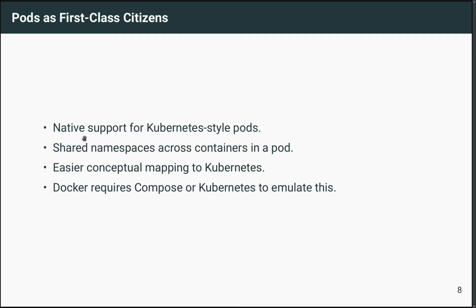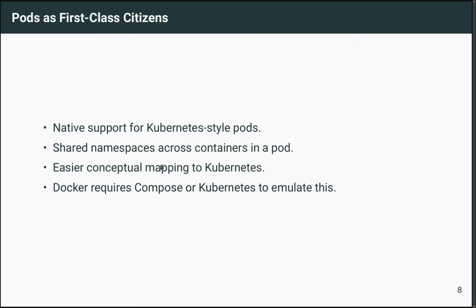Pods, that is, Podman's pod. Native support for Kubernetes style pods. Shared namespaces across containers in a pod in Podman. Easier conceptual mapping to Kubernetes. Docker requires Compose or Kubernetes to emulate this.